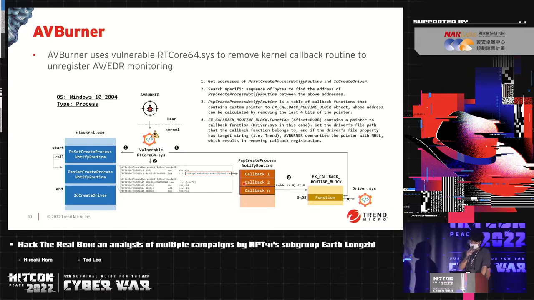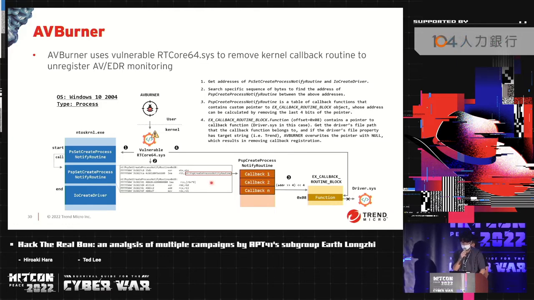A kernel callback is a Windows OS mechanism that allows drivers, including AV drivers, to register callback routines to receive notifications of certain events, for example process creation, thread creation, or registry creation. First, let me show you how this kernel callback works.